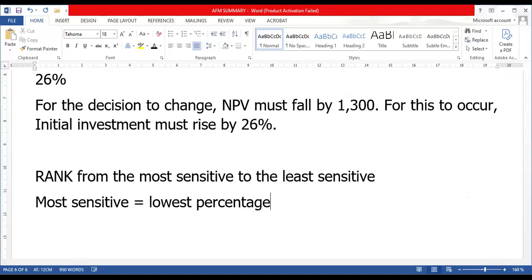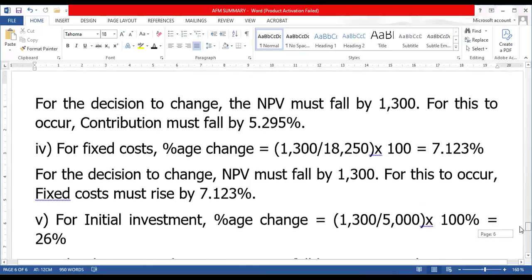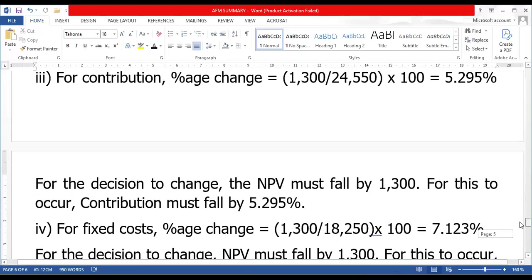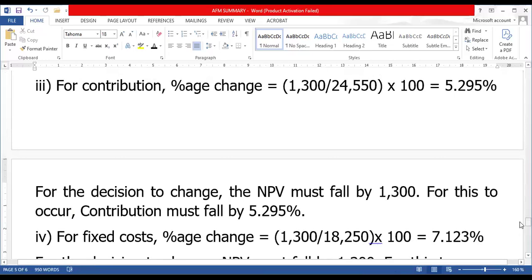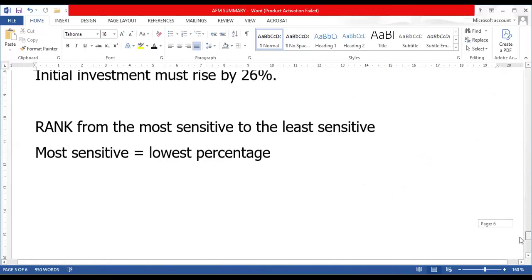Now, why do we say that it is the most sensitive? It can easily change that variable, that parameter can easily change the decision. That's why just a slight change of that percentage can easily change all your initial assumptions. If you were saying that I undertake the project and that variable changes by that percentage, then the whole decision will change.